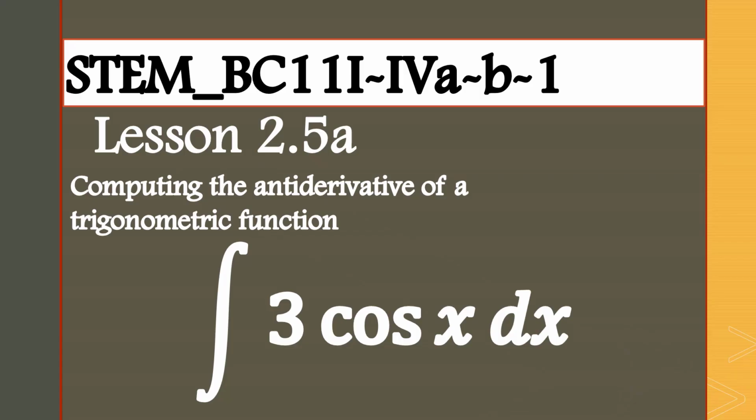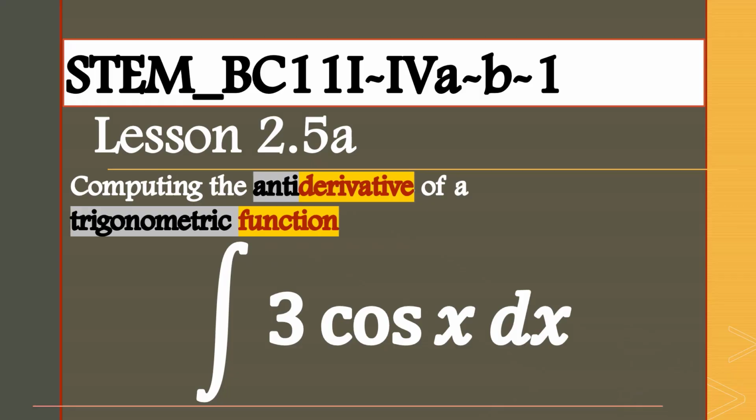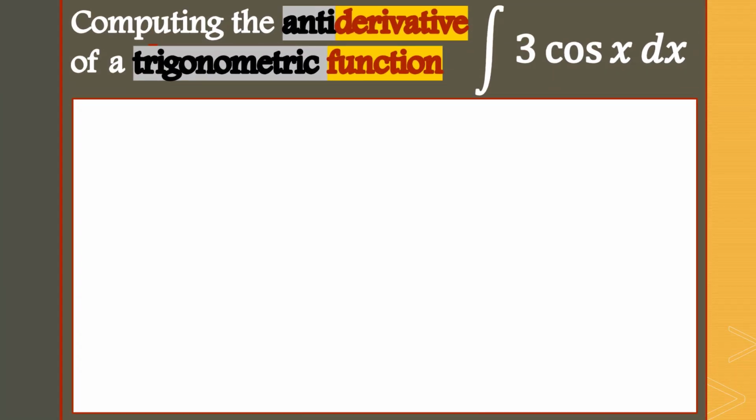Let's compute the antiderivative of this given trigonometric function. So we are given here the integral of 3 cosine x dx. As a disclaimer, of course, there are also other steps and other rules, especially if our angle here is another function. But since we are given only this form, 3 cosine x dx, we're going to use the basic processes.